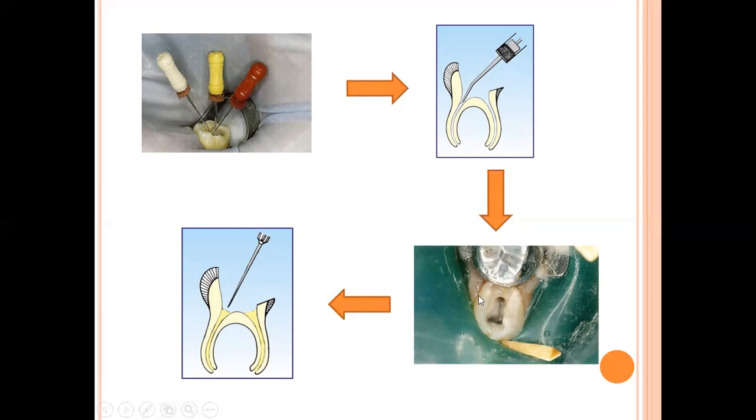Now, in this image, it is shown that complete debridement of the pulp has been done, and the pulp chamber along with the root canals are looking clean, which is followed by obturation.